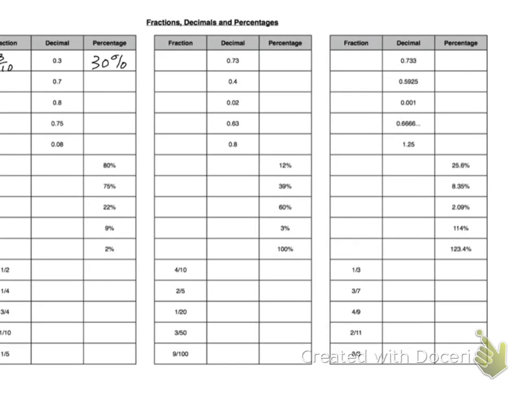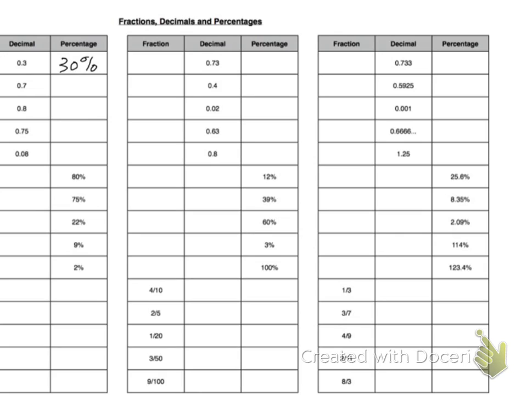Okay, get my picture back. I'll do some of the next column. All right, in this case, we're given decimals, and we're going to turn them into fractions and percentages. So this should hopefully be getting a little bit easier as we've been going along. So first, let's turn them into percentages. 73%. I need a 0. 40%. 2%. 63%.